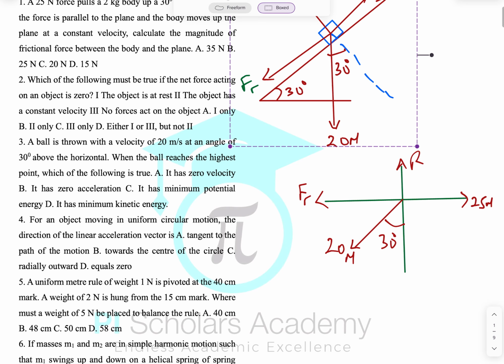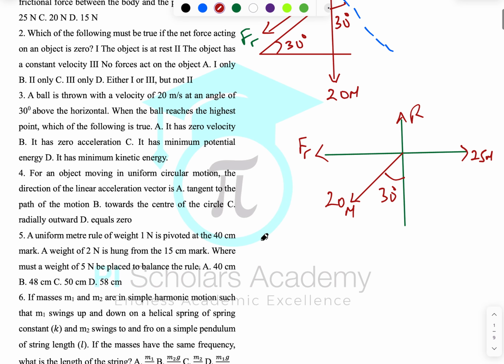So now let's resolve this, guys. To the horizontal, we have three forces: the 25 newtons, the frictional force, and the 20 newtons. This 20 newtons has both horizontal and vertical components. So let's do that. On the right, we have plus 25. Left, we have minus frictional force. And then we have minus 20, but we have to determine whether we're to use sine or cosine.